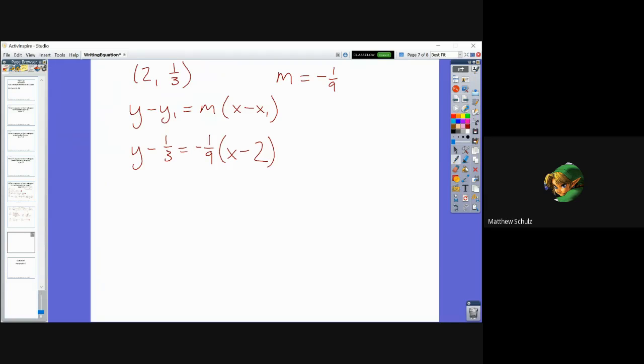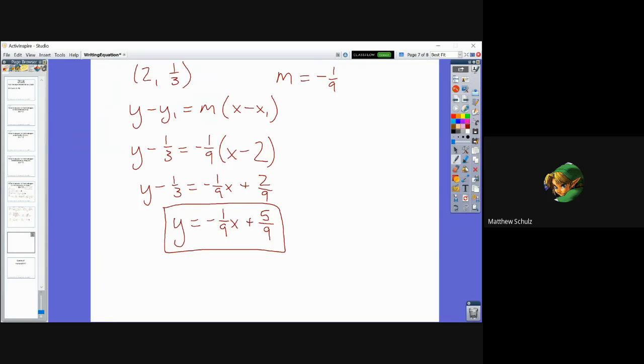Okay. And then I had to go ahead and distribute my negative 1/9. So y minus 1/3 equals negative 1/9 x plus, now negative 1/9 times negative 2, that's just 2/9. And if I go ahead and add 1/3 to both sides, I get y equals negative 1/9 x plus, let's see here, 1/3 is 3/9, plus 2/9 gives me 5/9. And that's the equation of the line tangent to that rational function, 1 over x plus 1 at x equals 2.